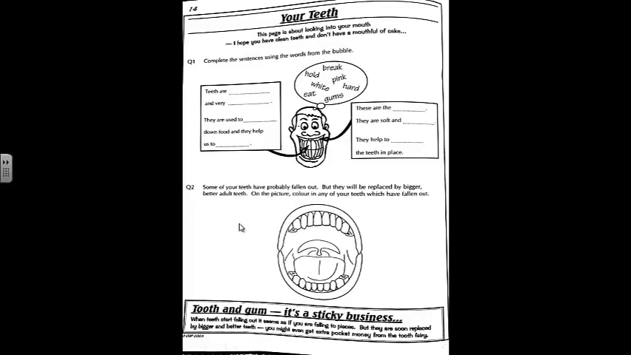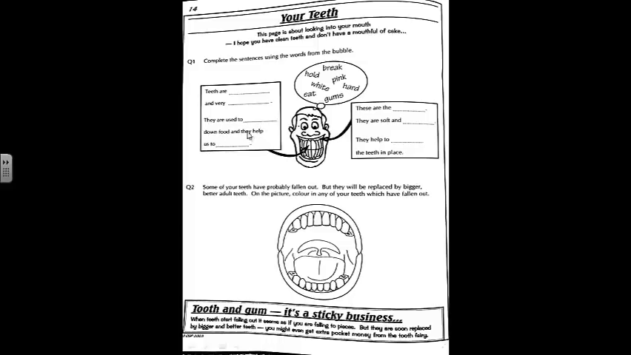Your teeth. Complete the sentences using the words from the bubble. We have words here in the bubble: break, hold, pink, hard, white, gums, eat. We have to fill those spaces from those words. Teeth are white and very hard. They are used to ___ down.